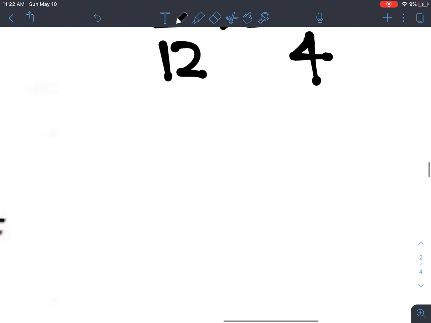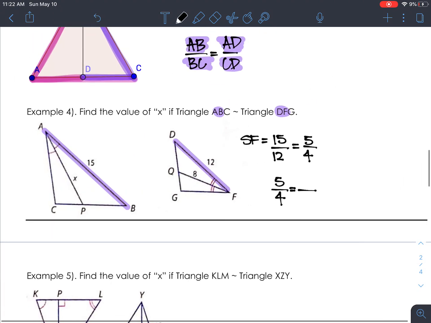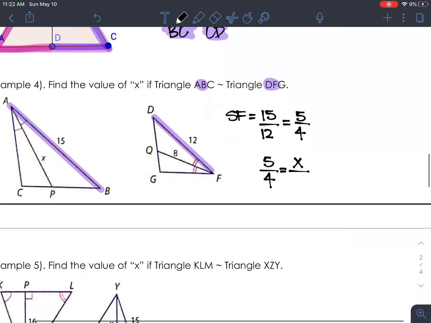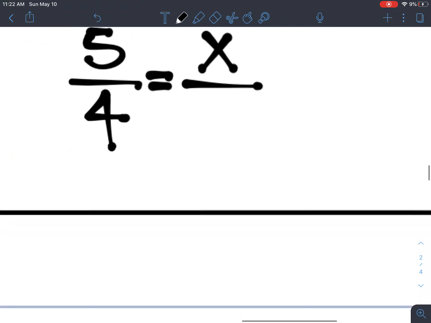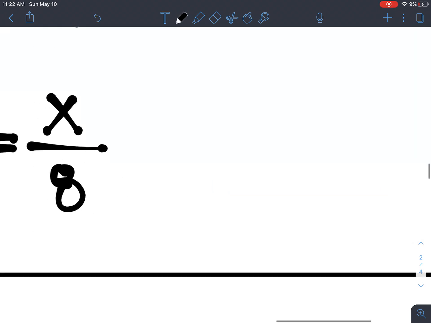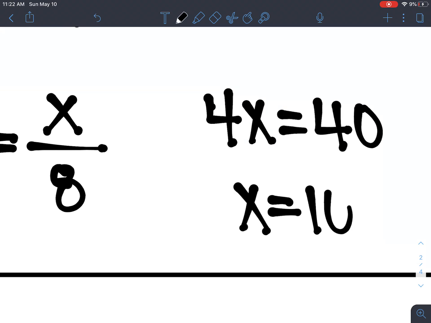So to set up my proportion, I'm going to do 5 over 4 is equal to. I started with triangle ABC, so my angle bisector is AP, and I'm going to match it up with a 5. And then my angle bisector of triangle DFG is 8, so I'm going to match it up with a 4. So cross multiplying, I'm going to get 4x is equal to 40, and then dividing that out, I get x is equal to 10.